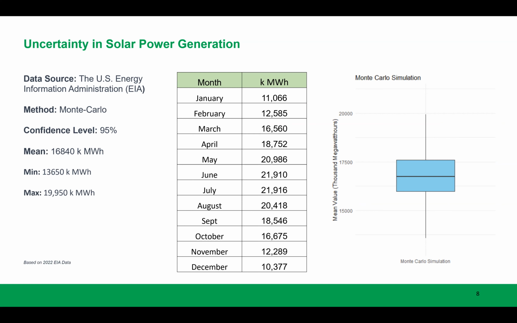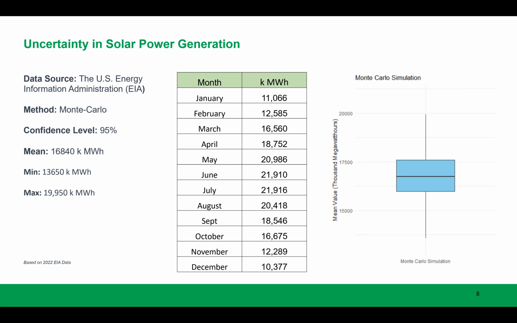For that, we have taken 2022 data of the solar power generation for each month, and based on that, we have performed Monte Carlo simulation for uncertainty. Here, the confidence level that we chose is 95%, it is a standard measure that enhances credibility of our findings.